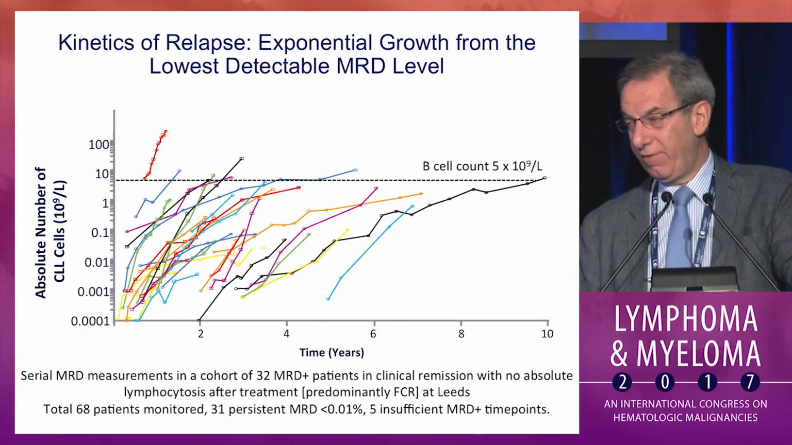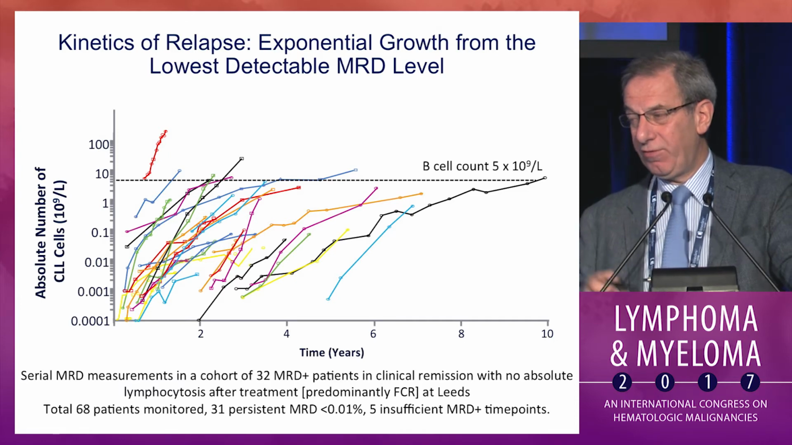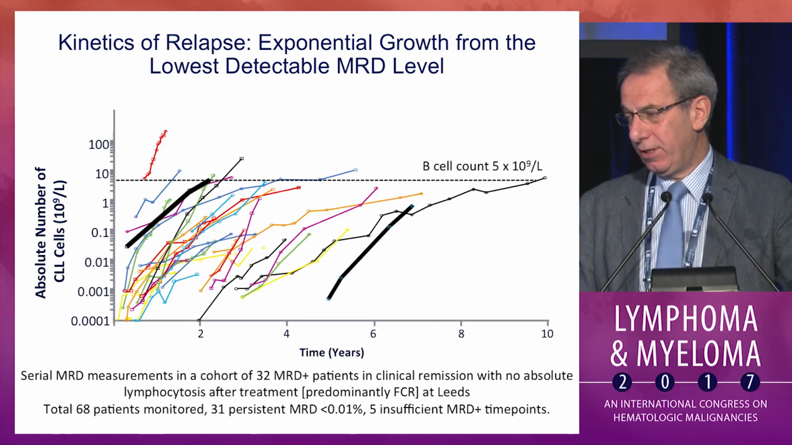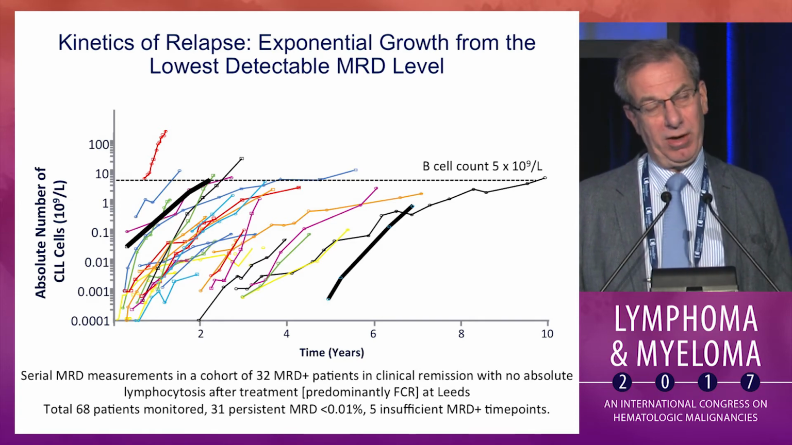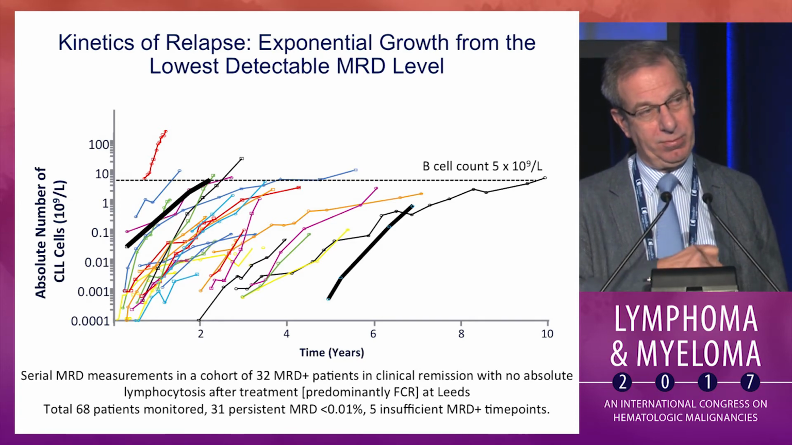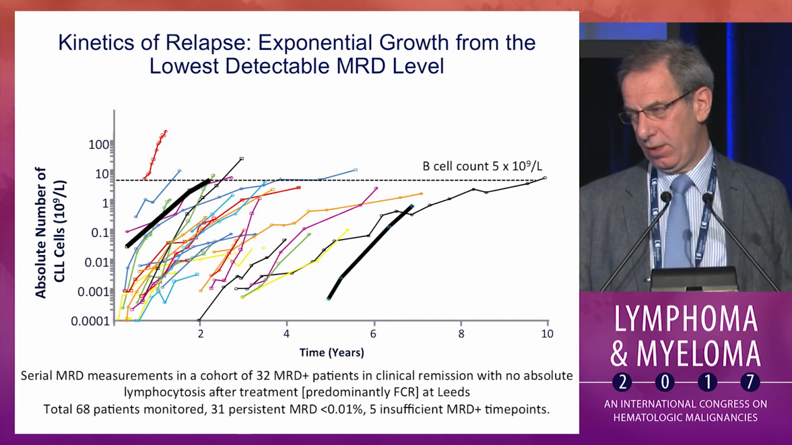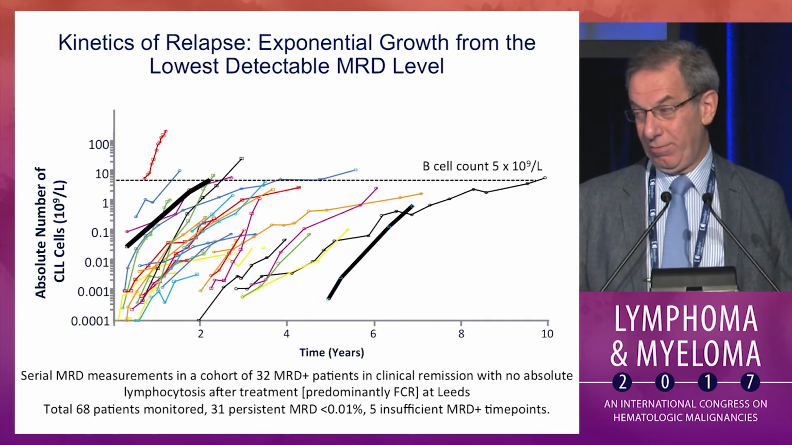And you can see in this curve, there are patients who are MRD positive at a low level, but take many years before they actually become clinically apparent. These two patients, for example, have the same doubling time, but obviously relapse at a different time point because of the level of disease they achieve. So you can use this again to model progression-free survival.